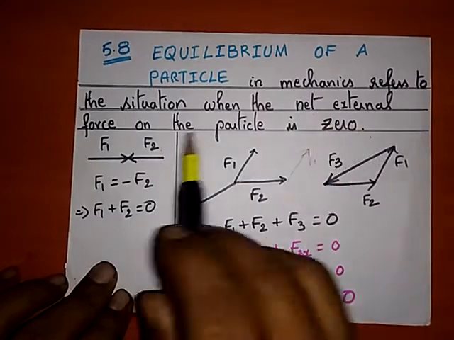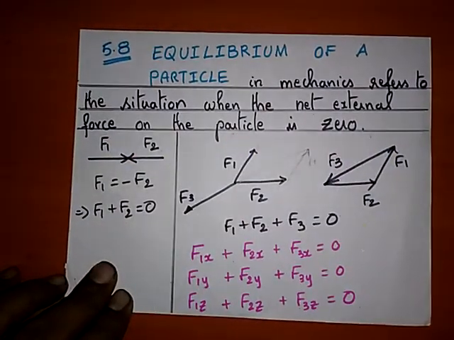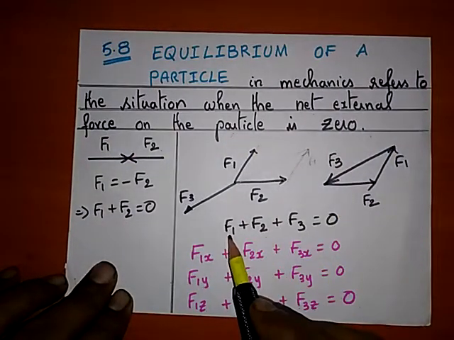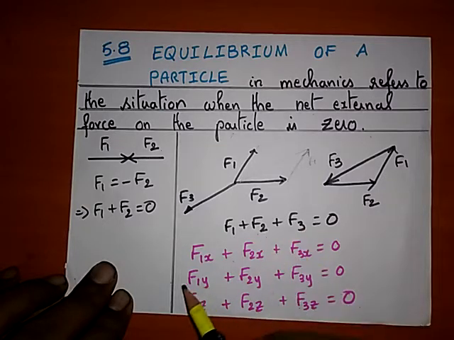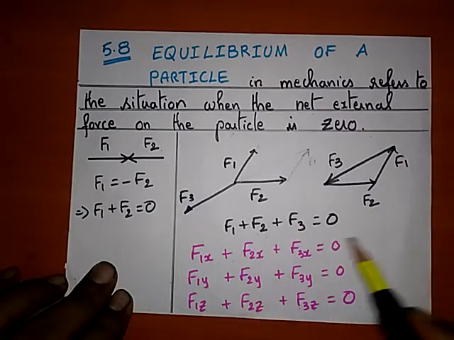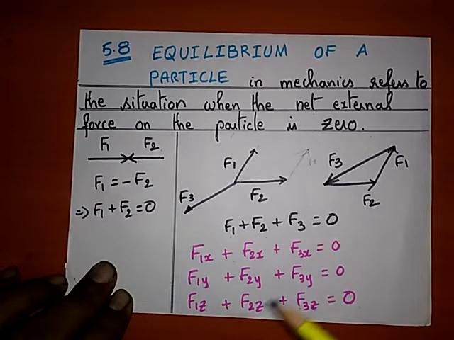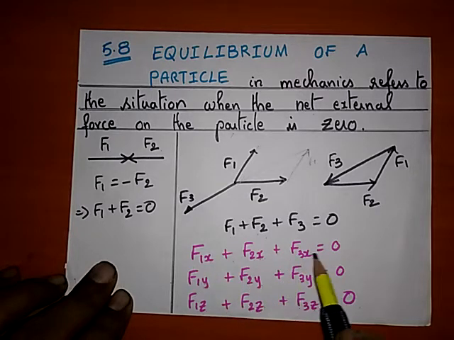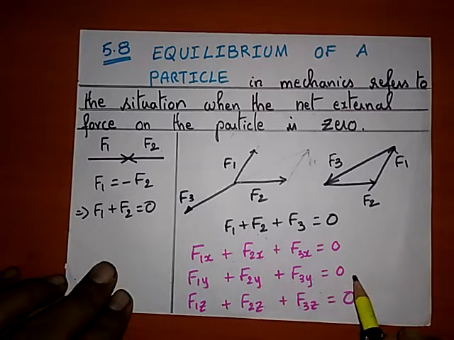So the net external force on a particle is 0. That's the meaning. And F1, F2, F3 are vectors, so they have been resolved into three components: x component, y component and z component. Okay, force 1 x, y, z, force 2 x, y, z component and force 3 x, y, z component. Individual x components of force 1, force 2 and force 3, if you add them it will be 0. Individual y components of force 1, force 2 and force 3, if you add them it will be 0. Similarly for z also it will be 0.